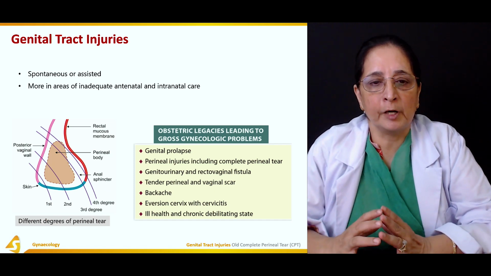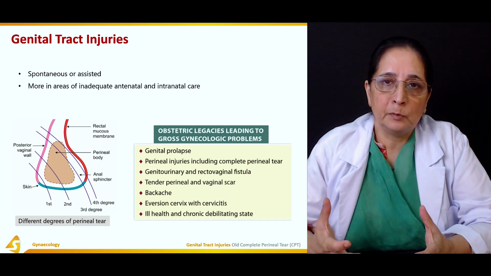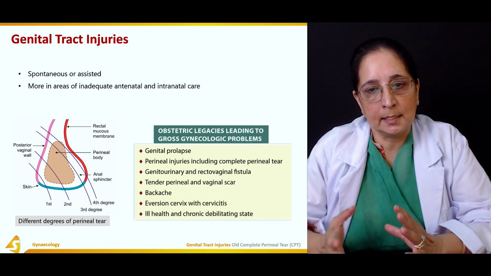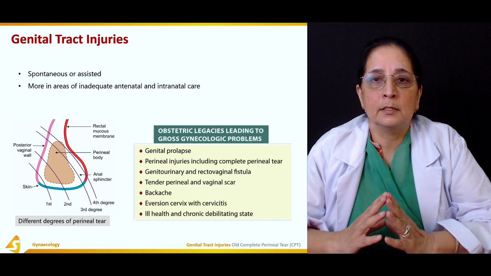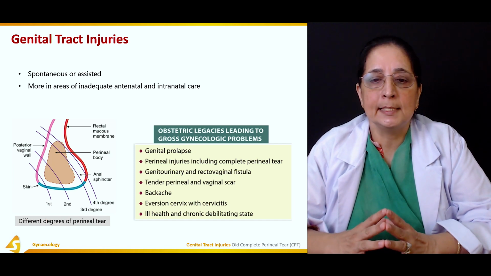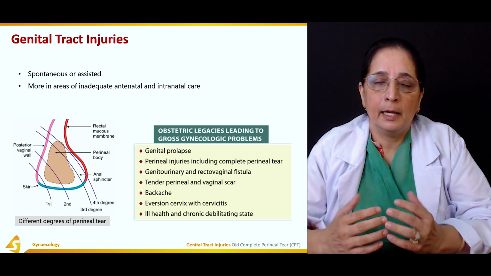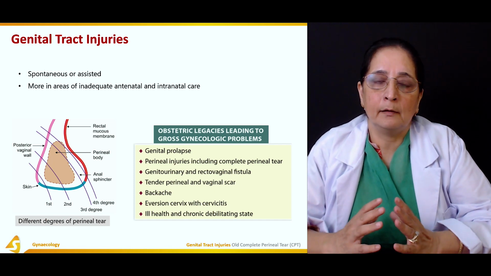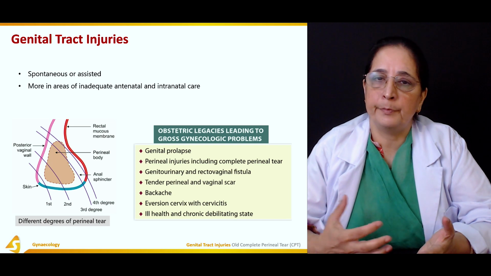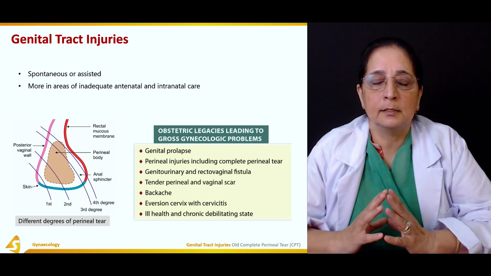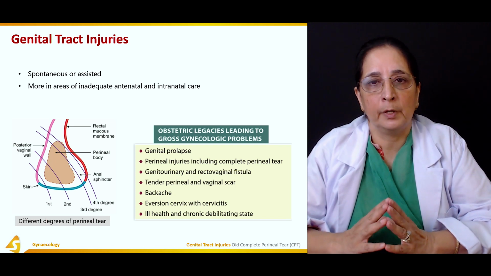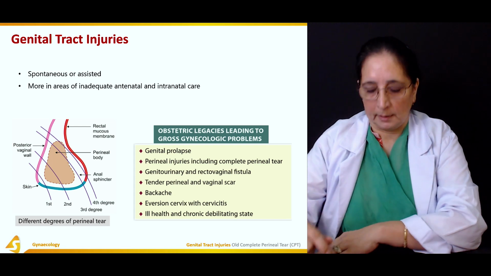So genital tract injuries can be spontaneous or assisted, and in areas where there is poor antenatal and intranatal care, usually home deliveries where there is no concept of episiotomy, the tears are bad or sometimes very severe or serious.